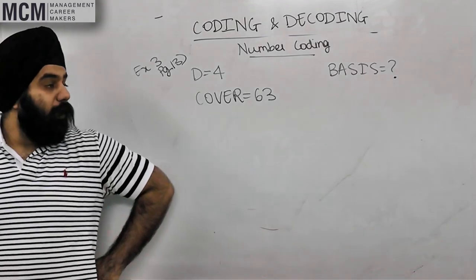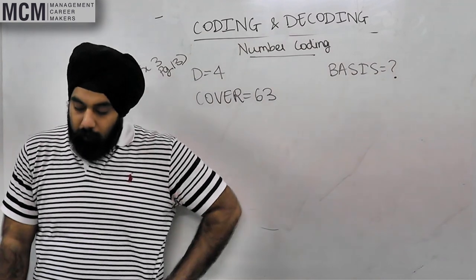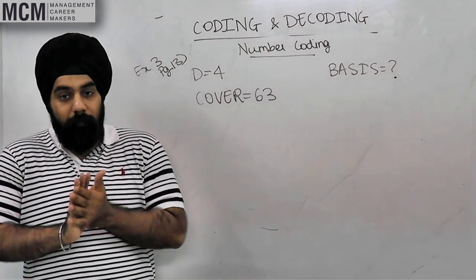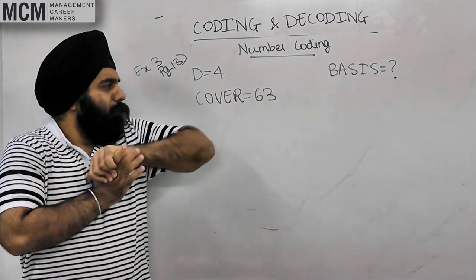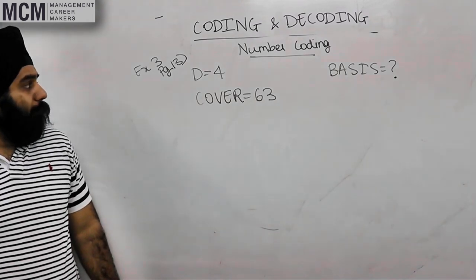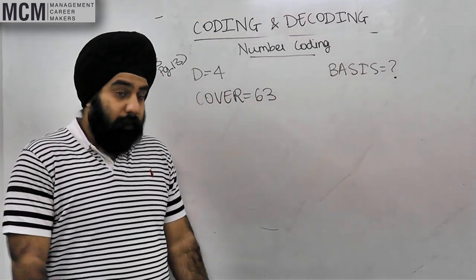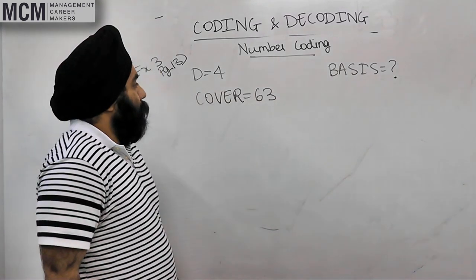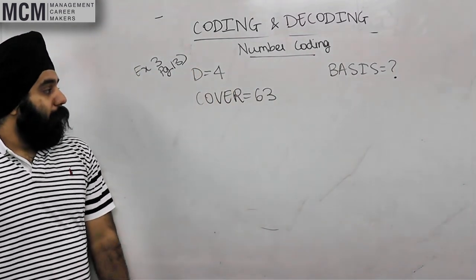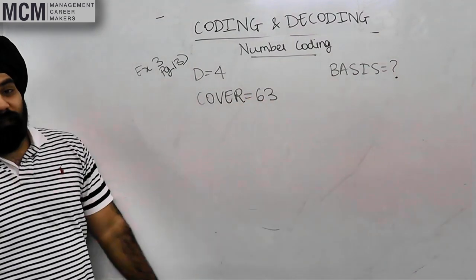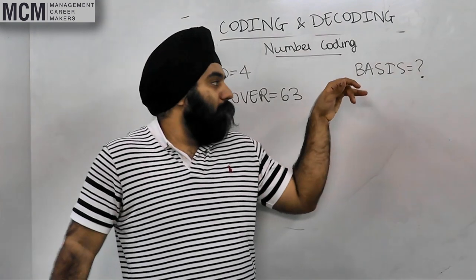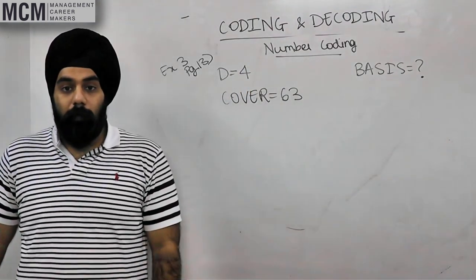Let's move on to the next part, which is number coding. Now, number coding is not that different from what we've already done before. So, let's just quickly look at the type of question in number coding. We have example 3 on page 13, which states that D is equal to 4, and the word cover is equal to 63. Now, they want to know what will be the value of bases.